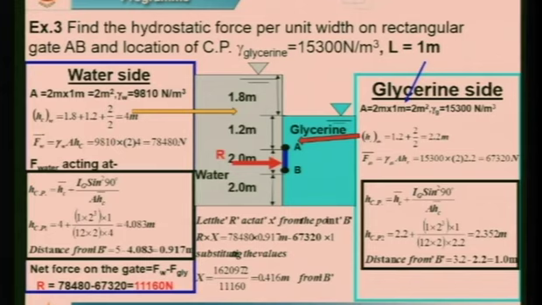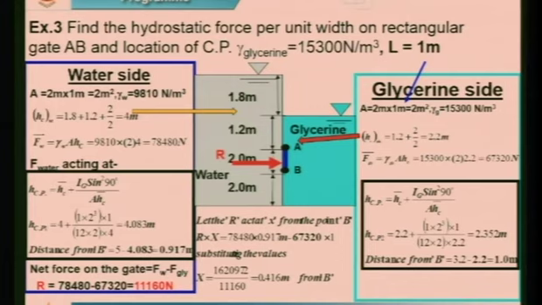Let us take a slightly different problem which we have not discussed. It is slightly a lengthy problem, but be sure that we are going to do it very slowly, right. Find the hydrostatic force per unit width on rectangular gate AB. Can you see the AB? AB is the very small portion which is mentioned here, and find the location of center of pressure for this situation where one side you have water and one side you have glycerine, right.